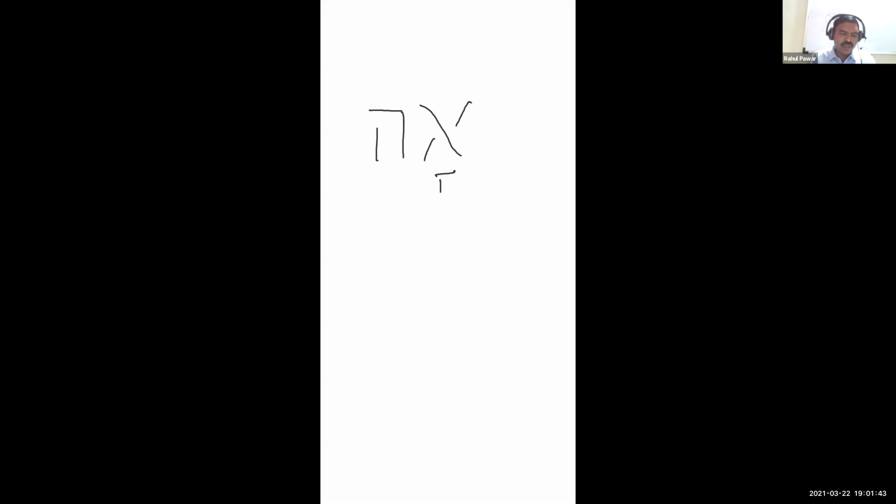Then which is this vowel? Comets Hey. It is a further long vowel and it gives a long A sound, like in father. Father. It gives a long A sound.